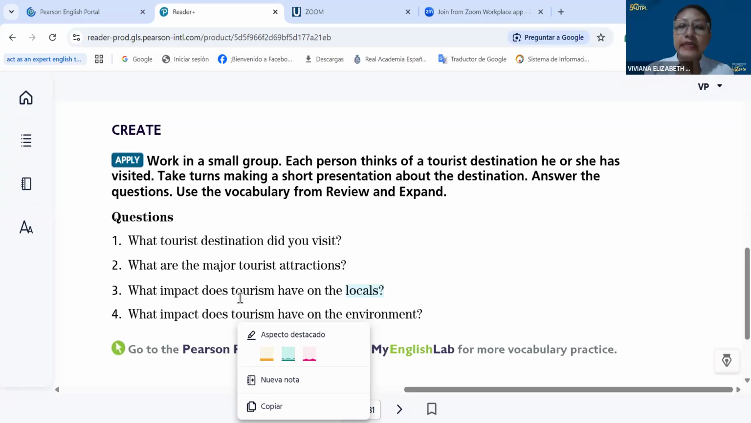In your groups, you are going to share what that place was and how the impact was, positive or negative, on locals and the environment. Okay? Questions?